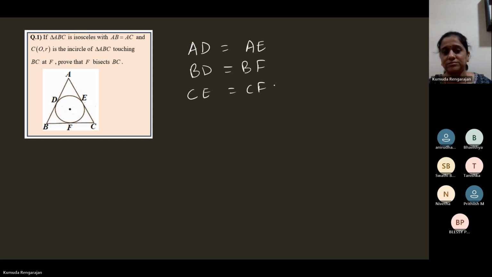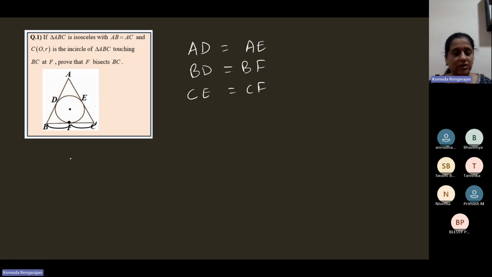So from A, we have two tangent segments, AD and AE. We know that tangents from an external point of the circle are equal. So AD is equal to AE. We also have B, an external point. Tangents from the external point B to the circle are equal. So BD is equal to BF. Similarly, C is an external point, so CE is equal to CF. So we have these results. Now we need to prove that F bisects BC. That means BF is equal to FC. That's what we'll have to prove.